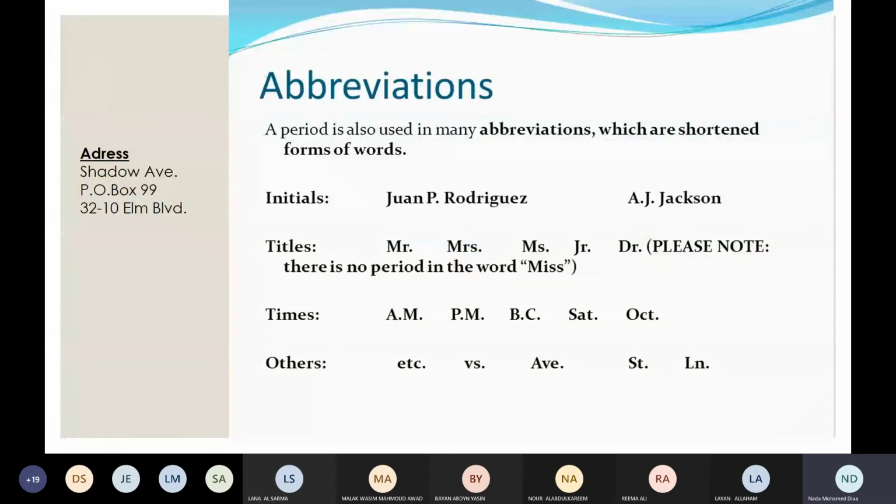Okay, so this is the first part. Declarative sentence, what do I use? Question, girls. Declarative sentence, what do I use? Period. Yes, period. In an imperative sentence, exclamation or period.